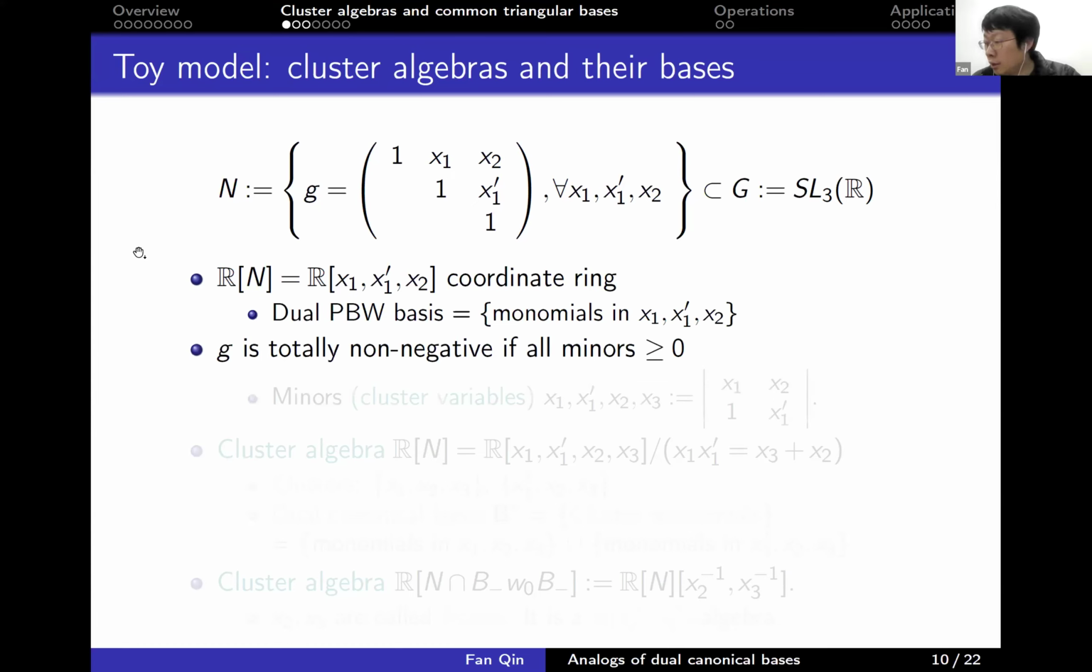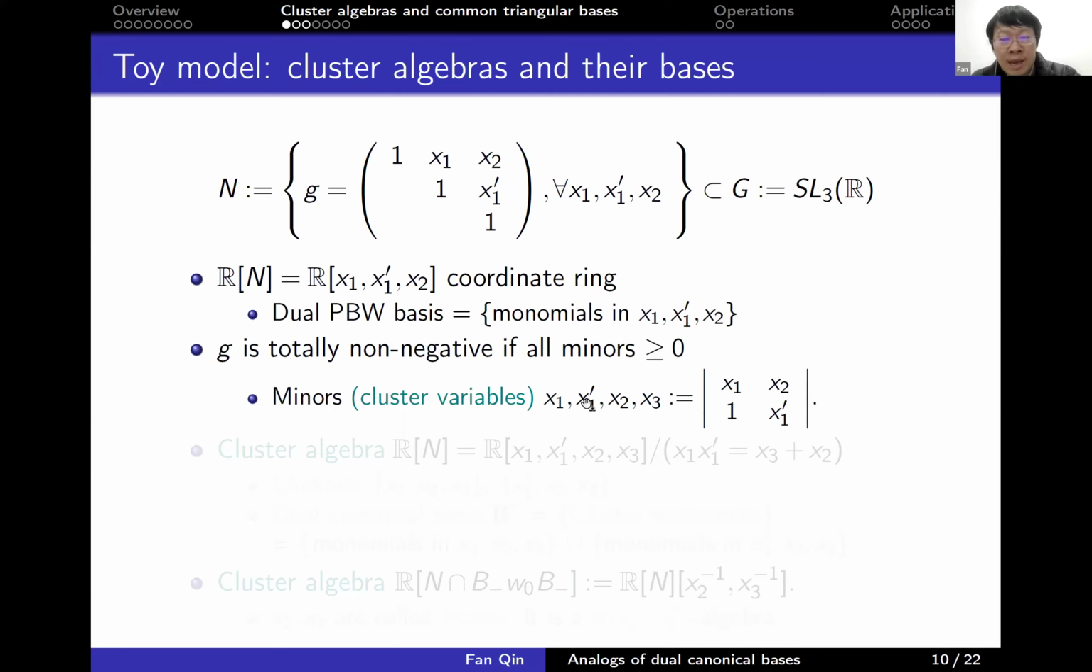And then in the old days, people studied the so-called totally non-negative matrices. A matrix is called totally non-negative if all minors are non-negative. Here, the interesting minors are just the cluster variables: x1, x1 prime, x2, and also there's a 2 by 2 minor here. So these are all the non-trivial minors. All the other minors are either 0 or 1. Okay, so you have 4 minors, and you want to check if they are positive or not.